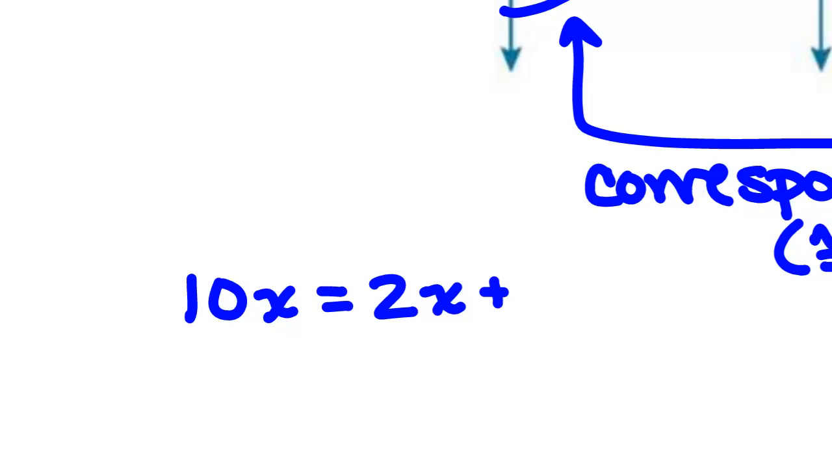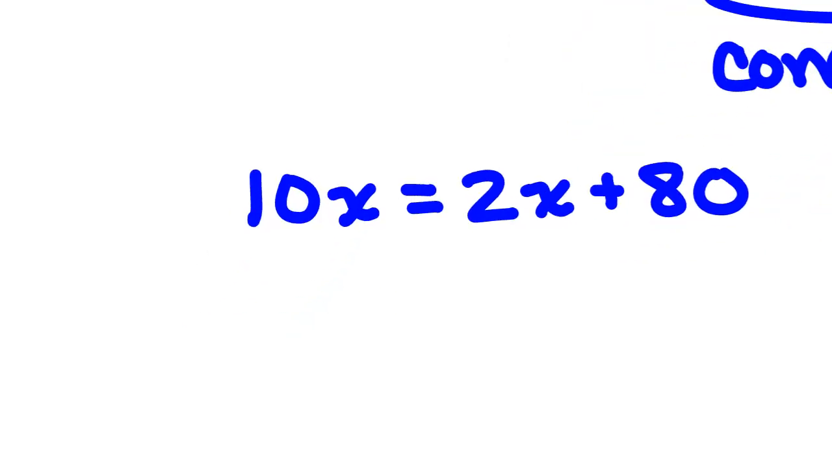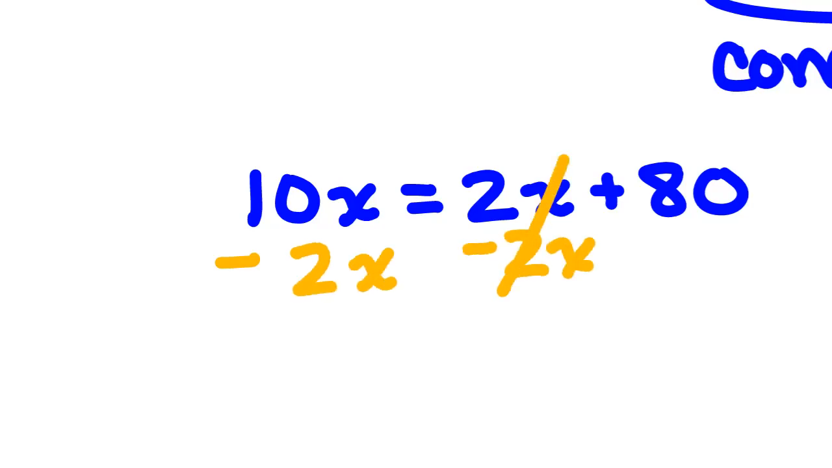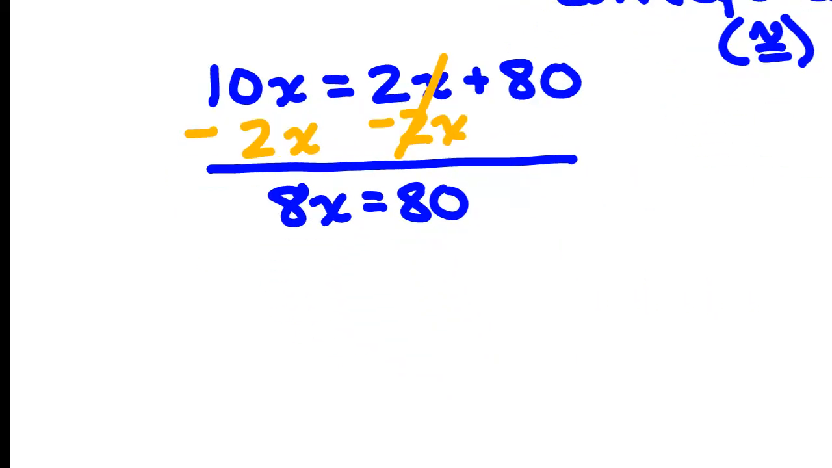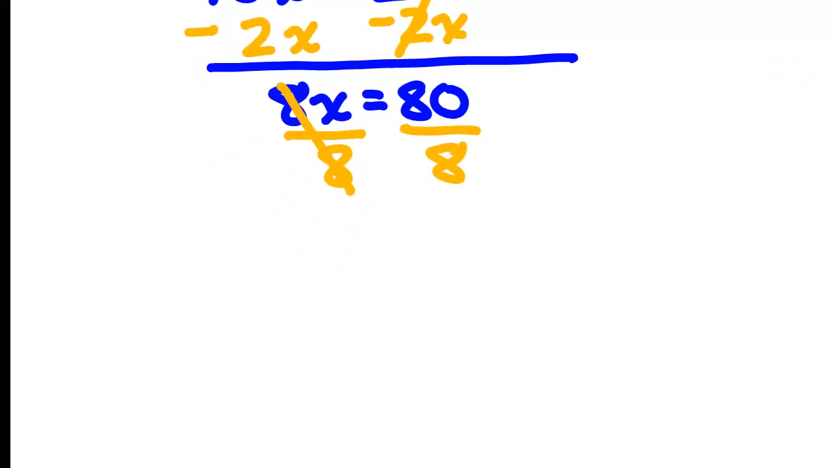And now we're going to solve this for x. So I'm going to subtract 2x from both sides. I get 8x equals 80. Divide both sides by 8. I get that x is 10.